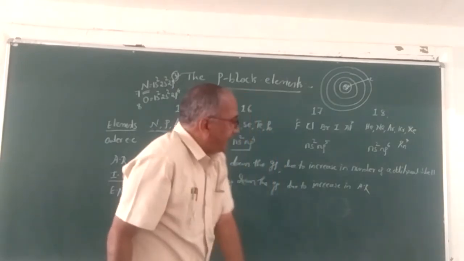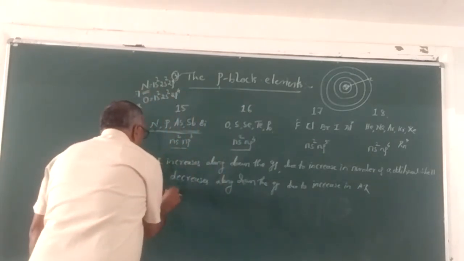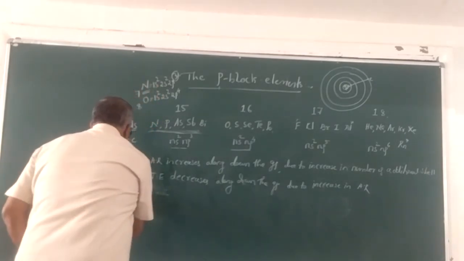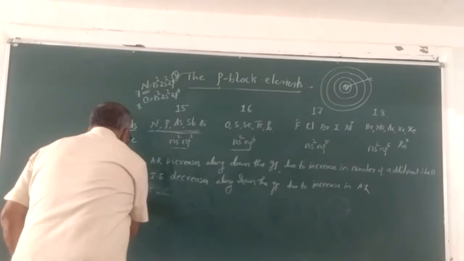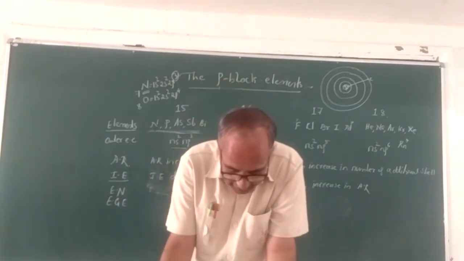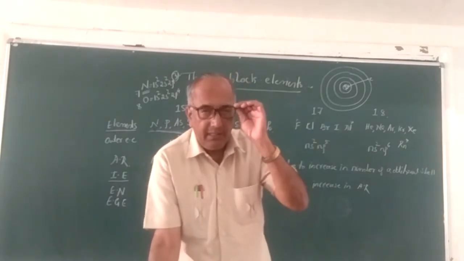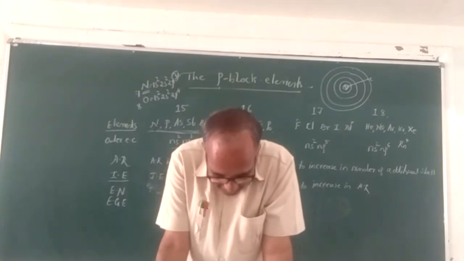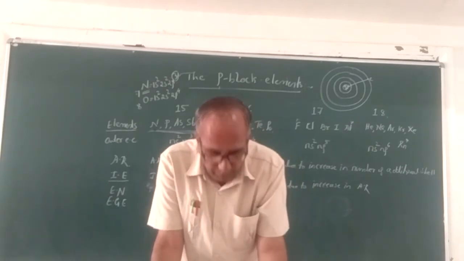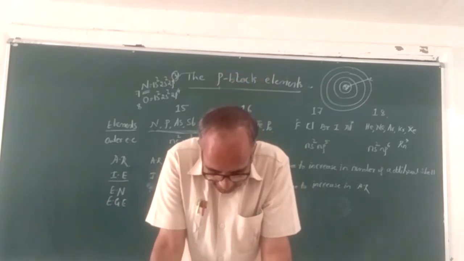Then electron gain enthalpy. After knowing the electron gain enthalpy, down the group, the electron gain enthalpy increases. So electron gain enthalpy becomes less negative down the group. So decreases, sorry, not increases, decreases because of the increase in atomic size.